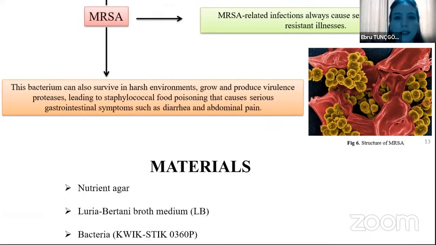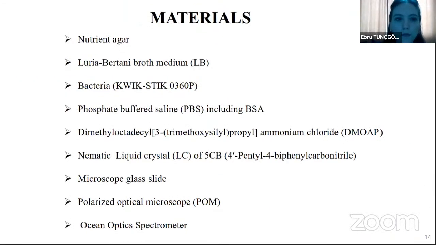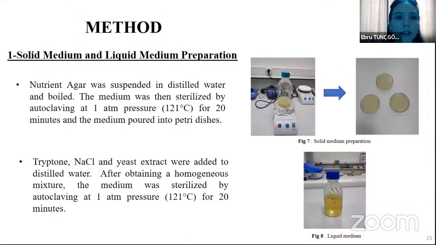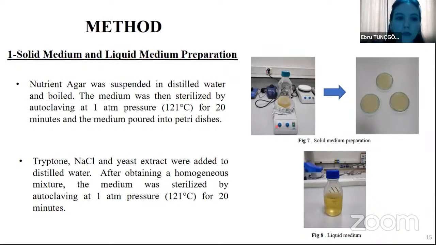These are the materials and instruments. Firstly, we prepare the solid and liquid medium. In the solid medium, agar was suspended in distilled water and boiled. The medium was then sterilized by autoclaving. In the liquid medium, tryptone, sodium chloride, and yeast extract were added to distilled water. After obtaining a homogeneous mixture, the medium was sterilized by autoclaving.